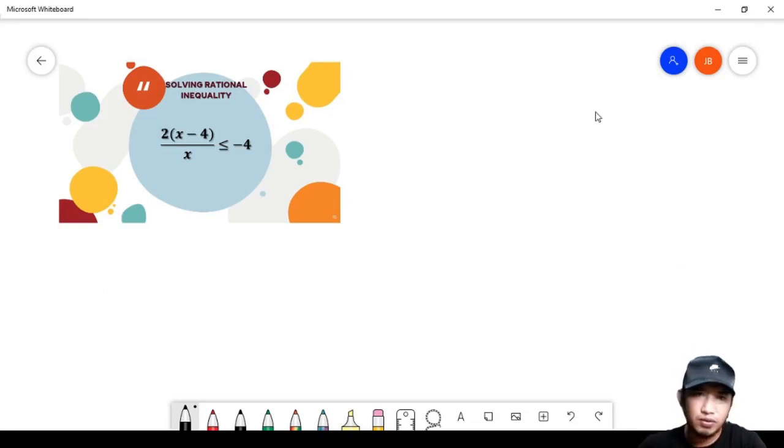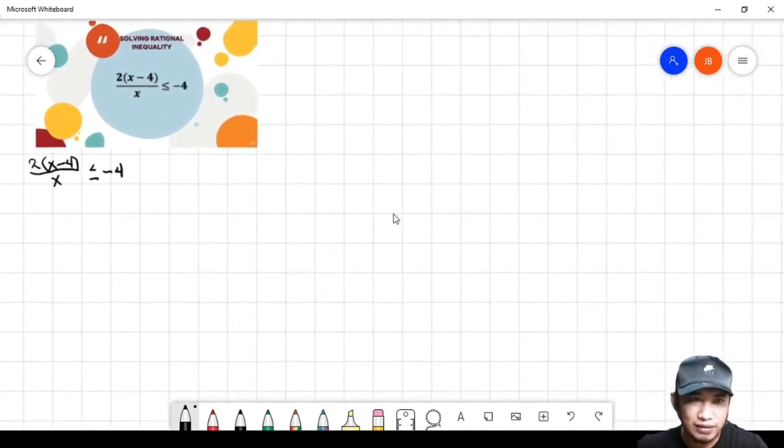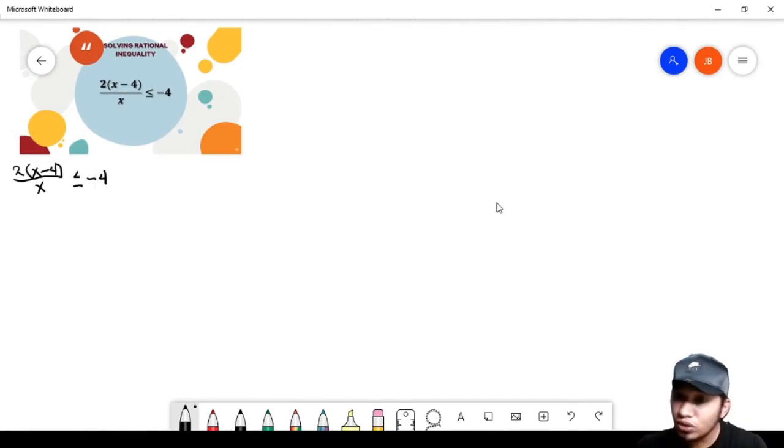So, ayan. So, let's proceed with solving rational inequality. Alright? So, paliitin natin. So, copy muna natin, first things first, copy the inequality. So, we have 2 multiplied to x minus 4 all over x is less than or equal to negative 4. Ayan. So, sisimplify muna natin siya, guys. Paliitin natin. Kasi, medyo madami-dami itong solution na to. Simplify na muna natin.